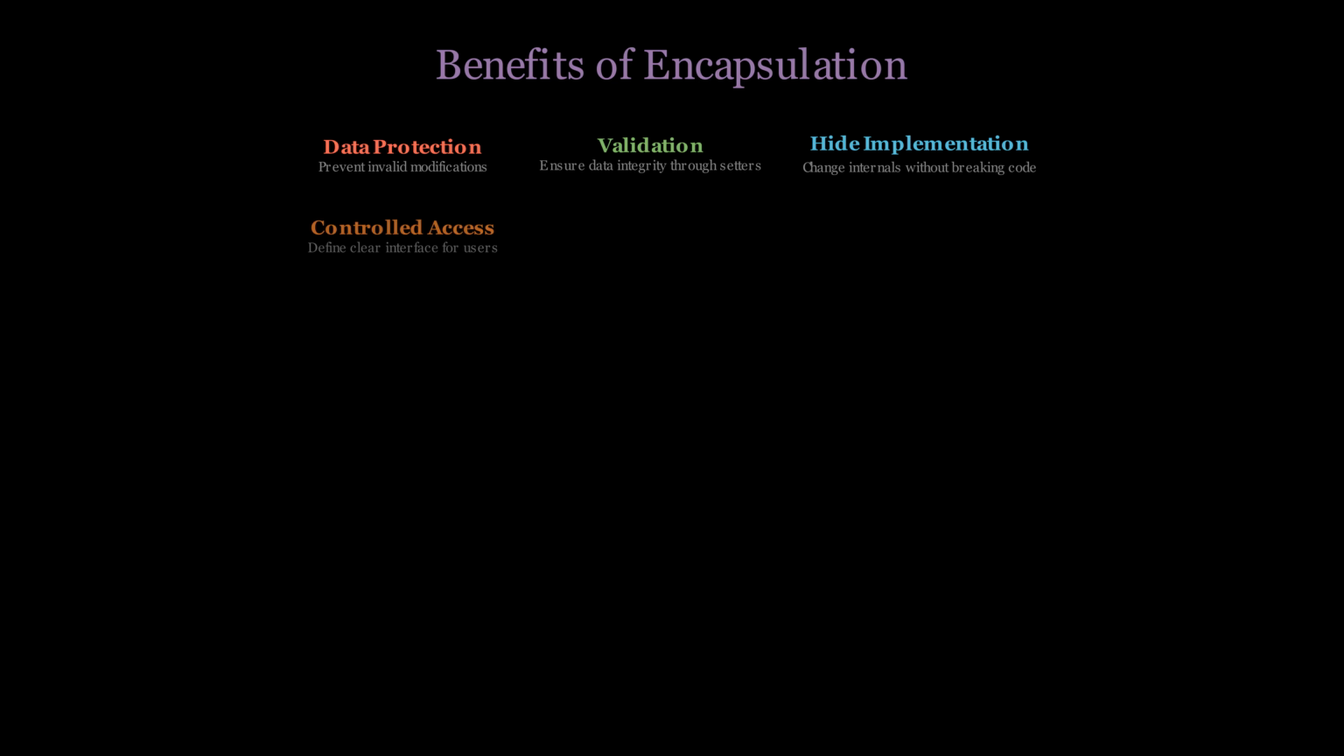Encapsulation provides equally important benefits. Let's explore why data protection and controlled access are crucial for robust software. Data protection prevents invalid modifications to object state. Validation ensures data integrity through setter methods. Hide implementation lets you change internal details without breaking external code. Controlled access defines a clear, documented interface. Security protects sensitive information like passwords or financial data. Together, these benefits make encapsulation essential for reliable, maintainable software.